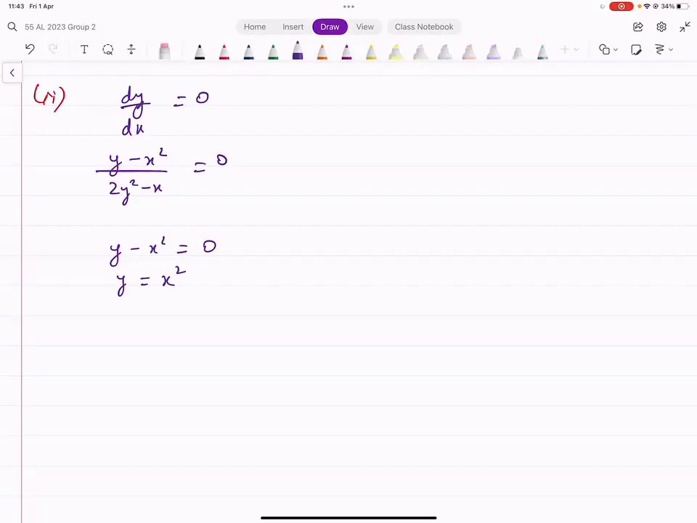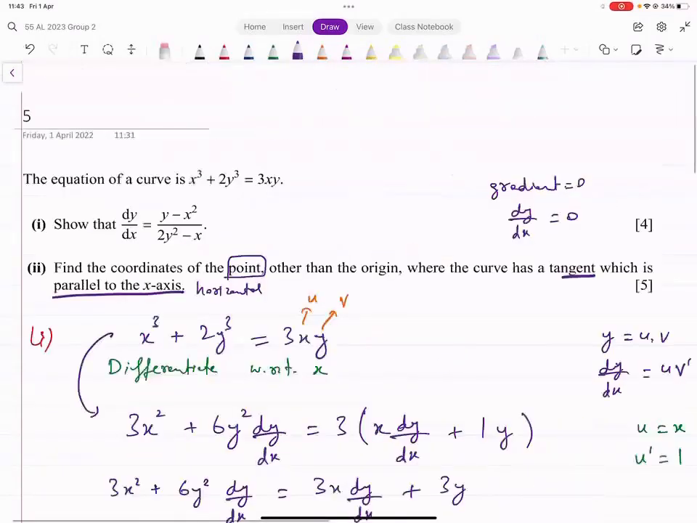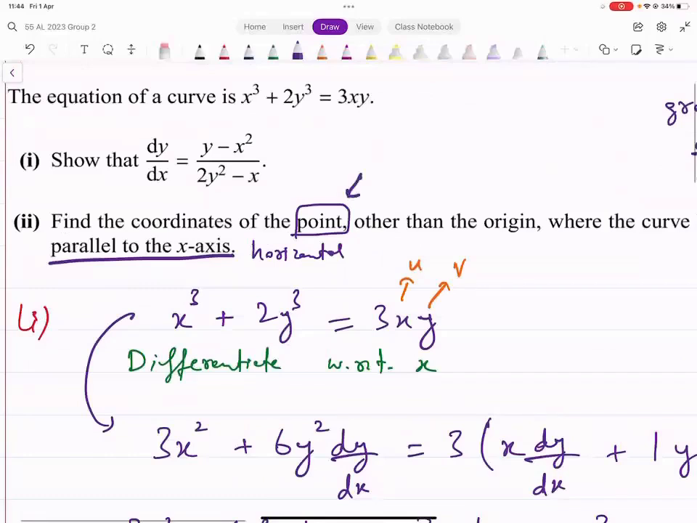So we have something in terms of x and y. X और y के terms में हमारे पास एक relationship आ गया, derivative को 0 से equate करने के बाद. We also have another relationship between x and y, क्योंकि उसने कहा उस point के coordinate find करने हैं जिस पे tangent x axis के parallel है, तो वो point कहाँ पे lie करता है? वो point इस curve के ऊपर lie करता है. So we have another relationship between x and y from here, which is this equation of the curve.